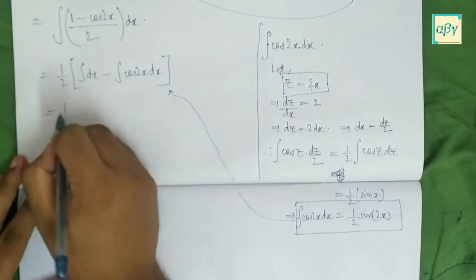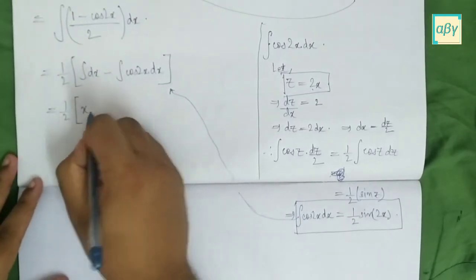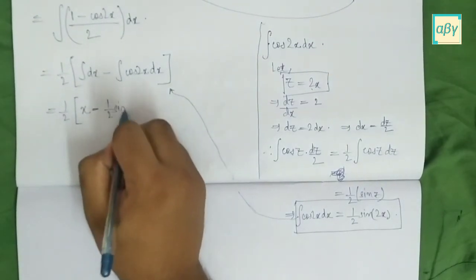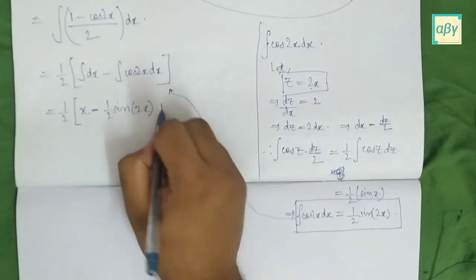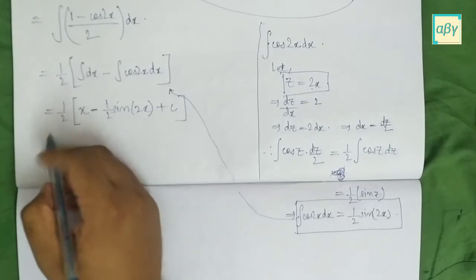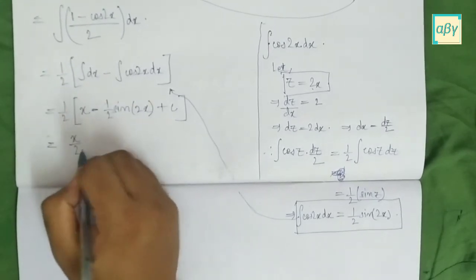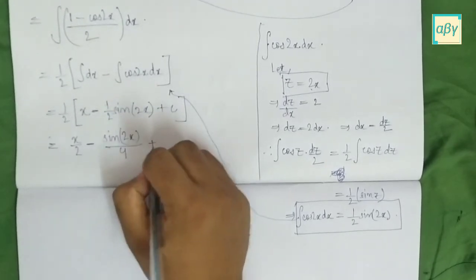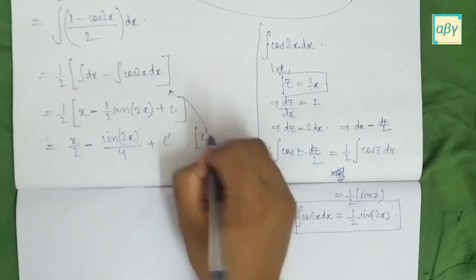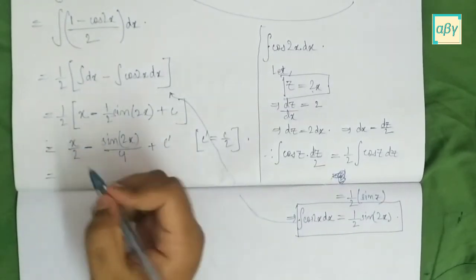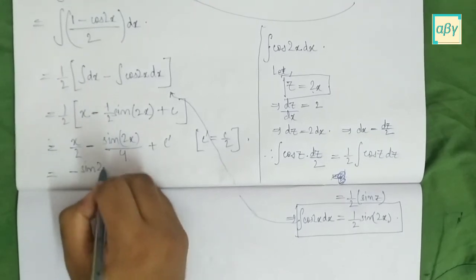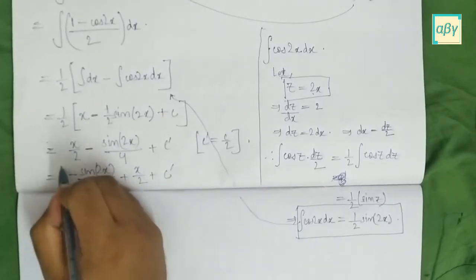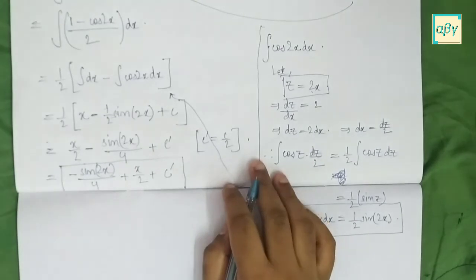So now it will be equal to half of integration of dx is equal to x minus integration of cosine of twice x is now equal to half of sine twice x plus a constant, which must be there because I am doing indefinite integration. So it will be now equal to x by 2 minus of sine of twice x by 4 plus c dash, where your c dash will be equal to c by 2. So now let me rearrange this expression: minus sine of twice x by 4 plus x by 2 plus c dash. So this was the integral of sine square x dx.